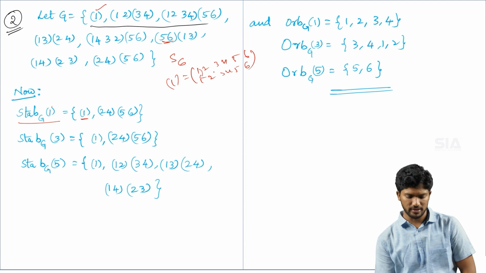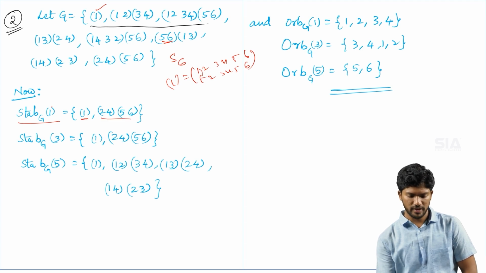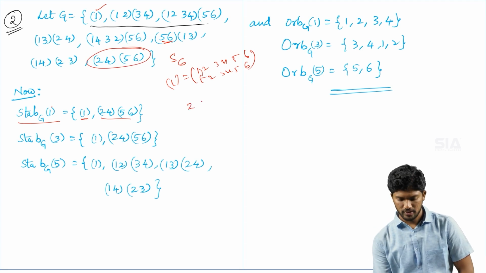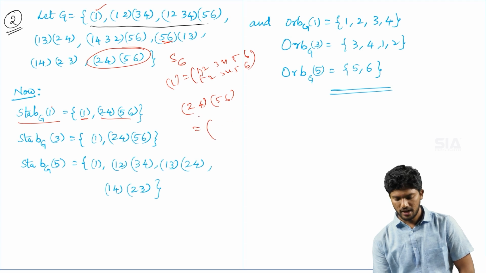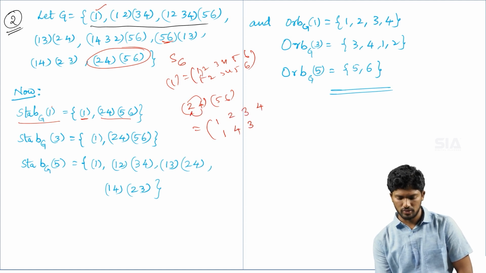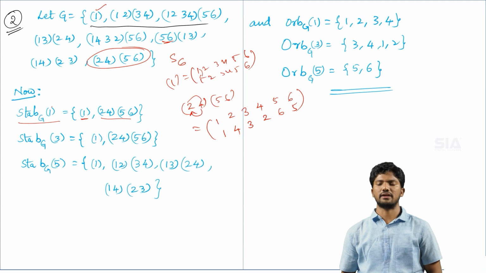1 maps to 1, then 2, 4, 5, 6. Where is the 2, 4, 5, 6? In the last one also there is 2, 4, 5, 6. If you expand this cycle there is no 1, that means 1 to 1 only is the image. 2 is there, 2 to 4. Next, 3 is not there, so 3 to 3. Next, 4 is there, 4 to 2. Next, 5 is there, 5 to 6. And next, 6 is there, 6 to 5.